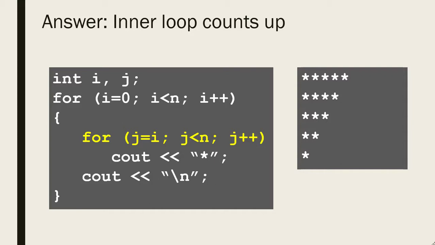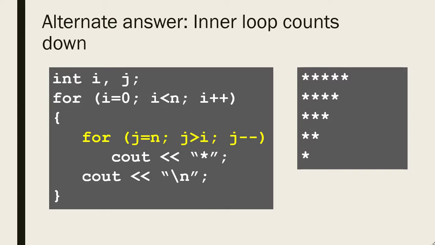The next time around, I will be 1, and so we'll start at 1 and count to 5. The next time around, I will be 2, and so the inner loop will start at 2 and count to 5. So we're producing fewer and fewer stars each time. You could also do it this way. You could count backwards. Notice the J minus minus at the end of the for loop clause. We're starting J at a high number and counting down to I. And that works too. There's a variety of different solutions here.